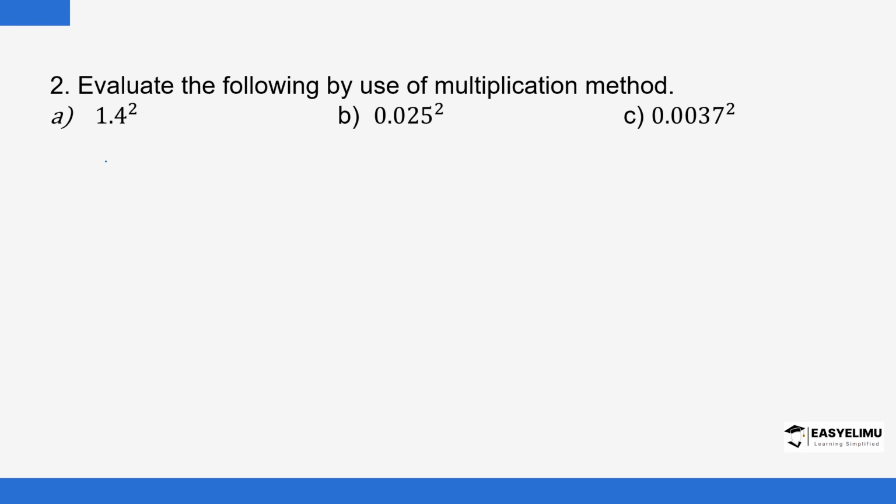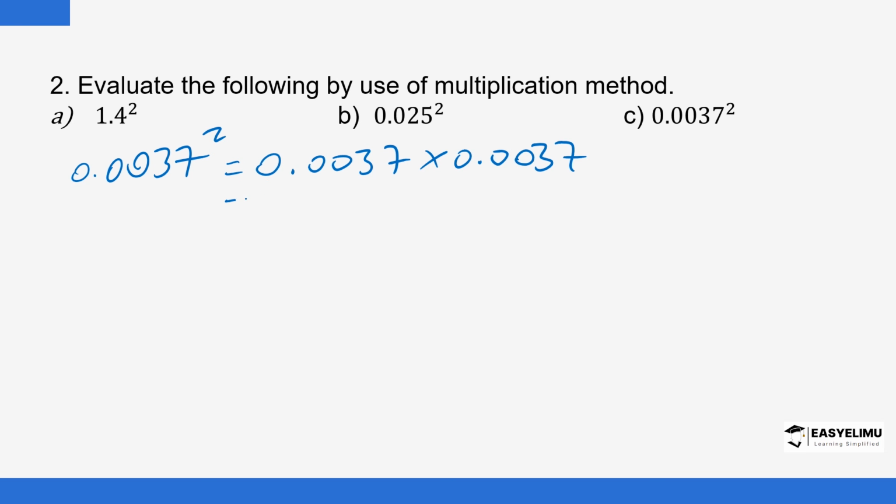So again, you have 0.0037 squared. So this is again 0.0037 by 0.0037. So how many decimal places do you have in the first number here? 4. So 4 dps plus 4 dps should be equal to 8 dp. So we know our final number should have 8 decimal places. So I'll just multiply 37 by 37.